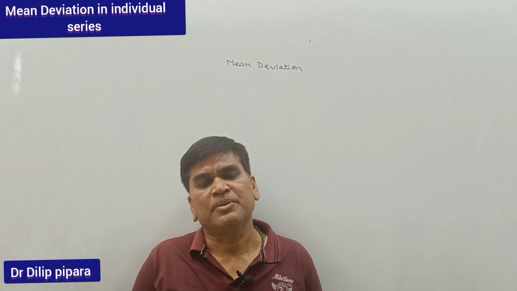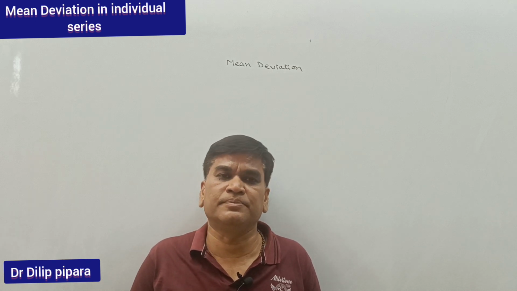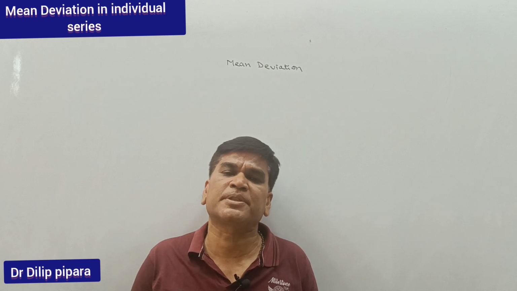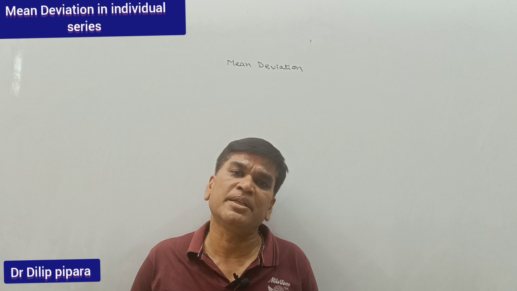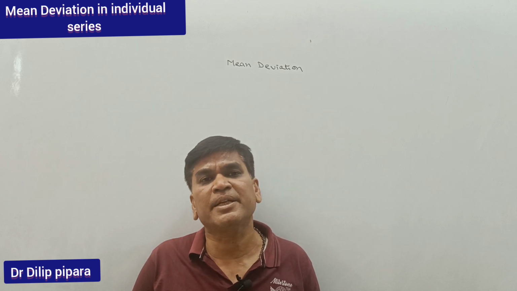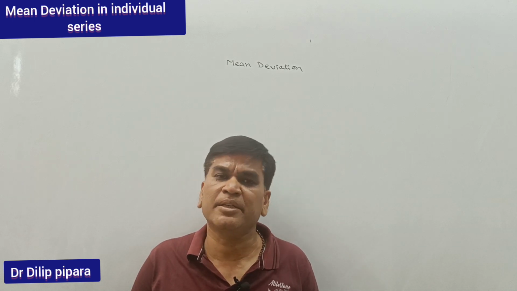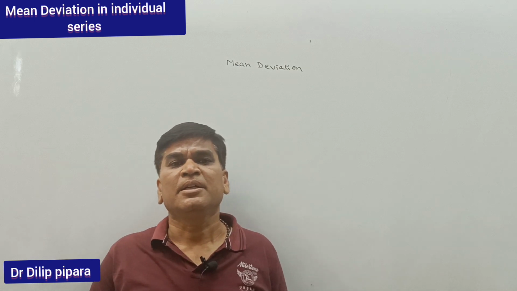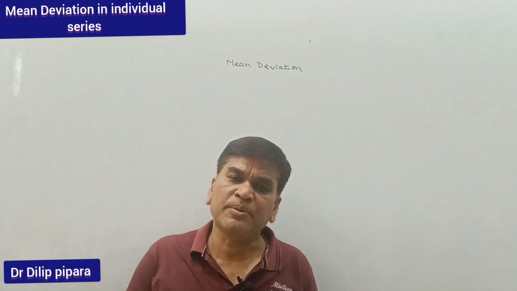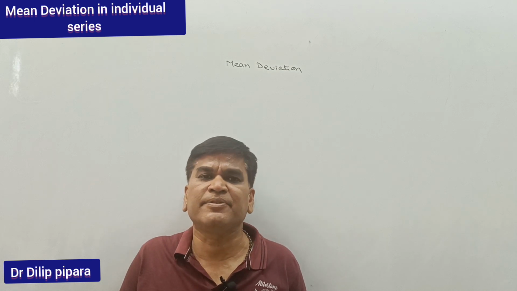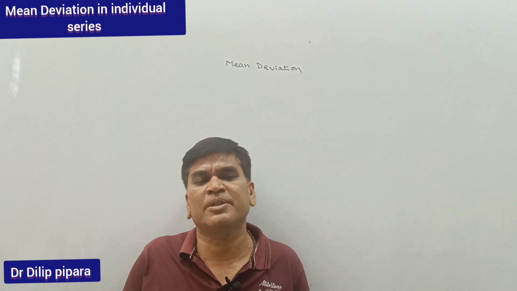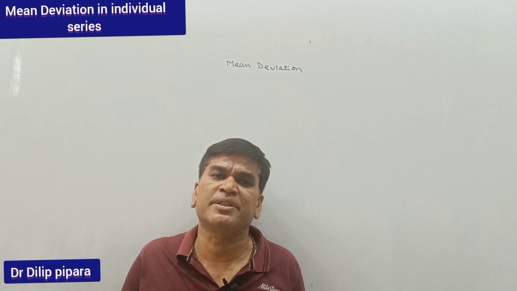Today we are going to discuss another method of dispersion, that is called mean deviation. Mean deviation can be calculated with the arithmetic mean, median and mode. We can calculate mean deviation from all three measures of central tendency. So first we should know what the mean deviation is.